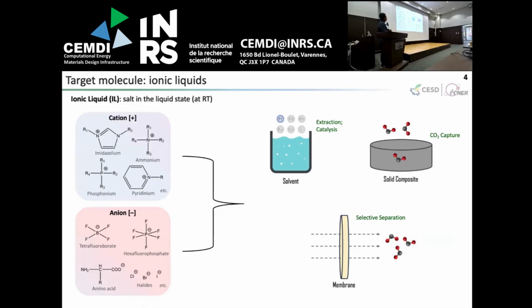Our target molecule is quite unique. It's called ionic liquids. It's a salt in a liquid state at room temperature, and it can consist of a lot of various types of cations as well as anions. Many reports have indicated that this material has a wide range of potential applications. It can be used as a solvent in extraction and catalysis, and we can mix it with solid composites to form a material for CO2 capture. We can convert it into a membrane for selective separation, and you can also use it for pharmaceutical applications, like drug delivery systems and so on.